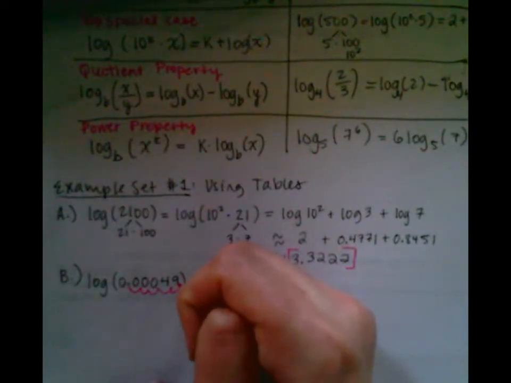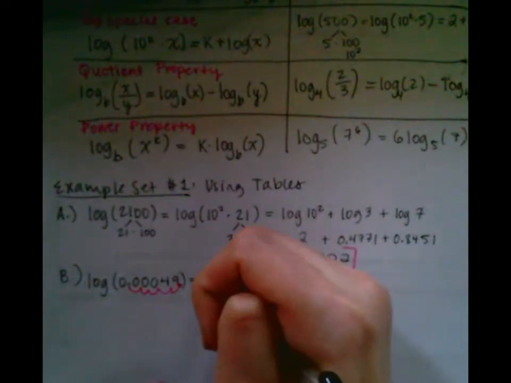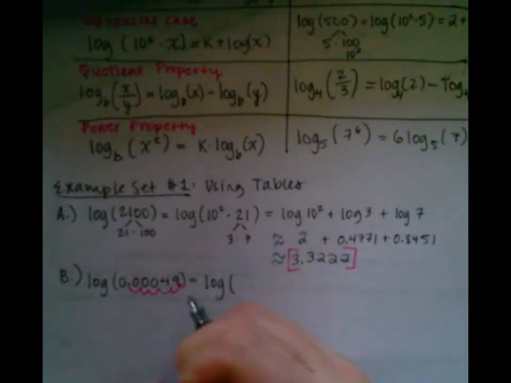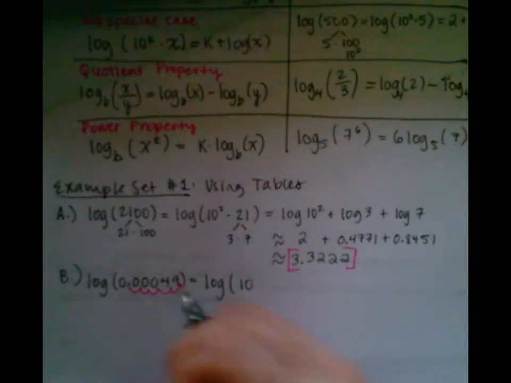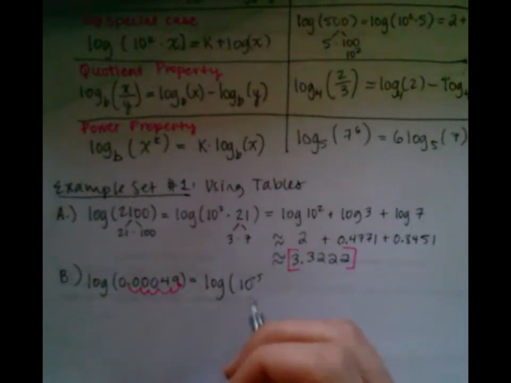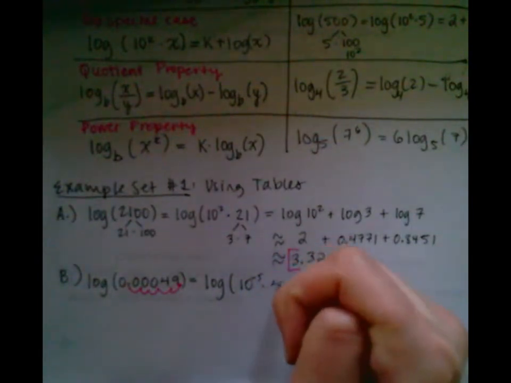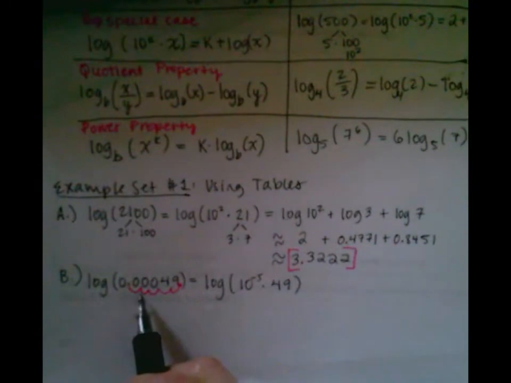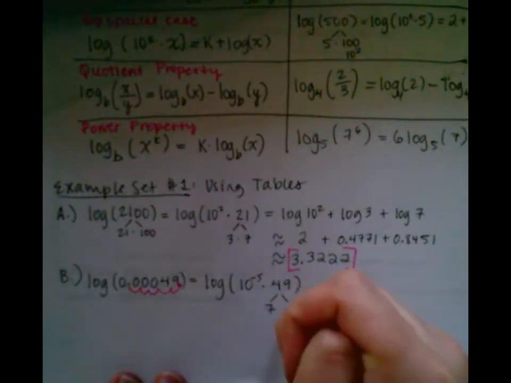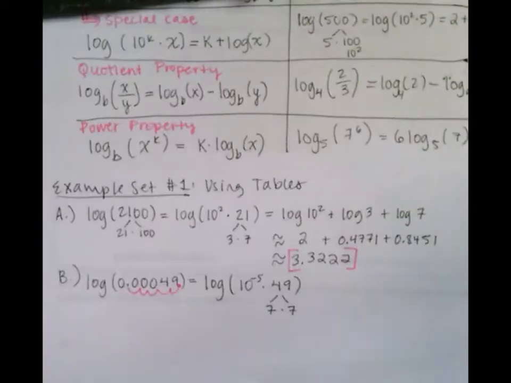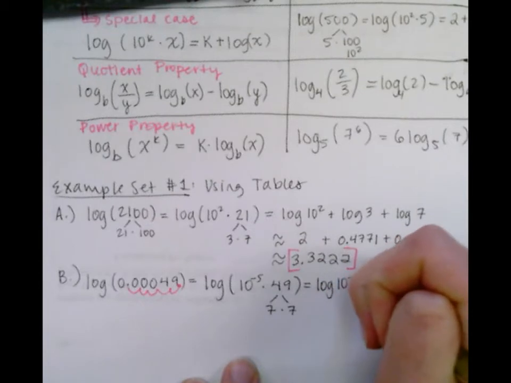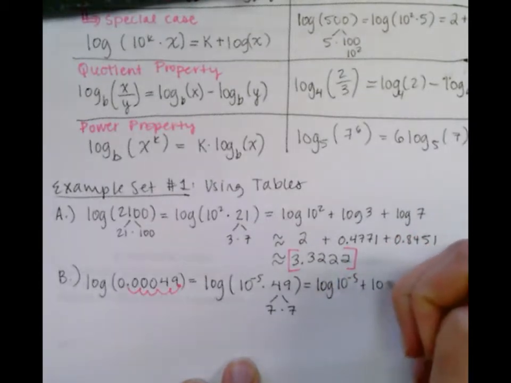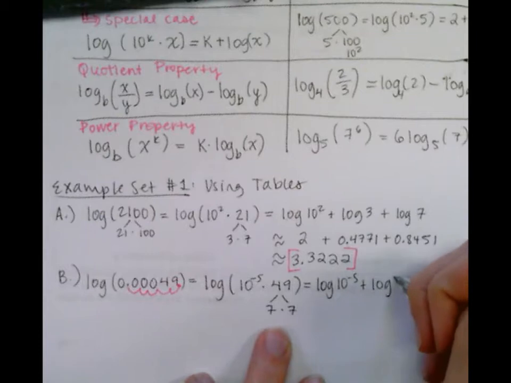So then from here, I could write this as log of, well, since I moved it over 5 decimal spaces to the right, this is kind of like scientific notation, except I went all the way to the whole number. I would do 10 to the negative 5 times the 49 to get me to this decimal. Okay, and then I know 49 is 7 times 7. So now this splits into log of 10 to the negative 5 plus log of 7 plus another log of 7.